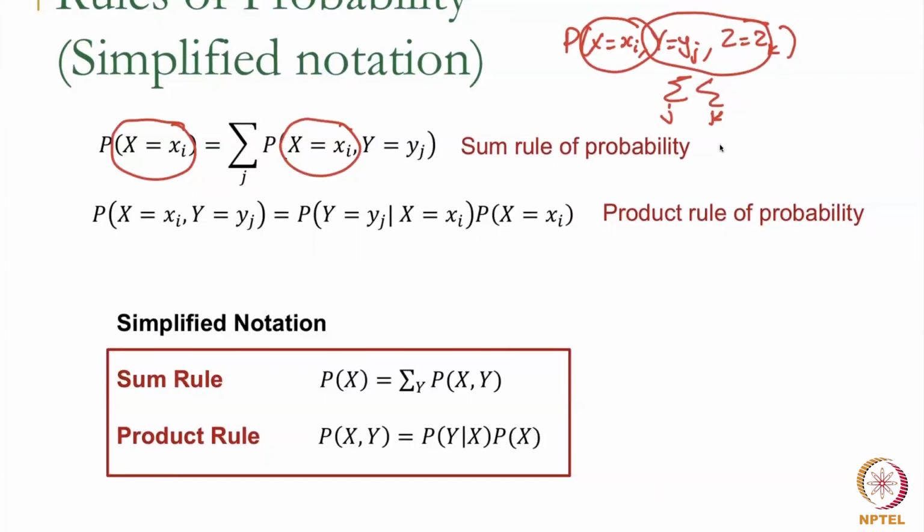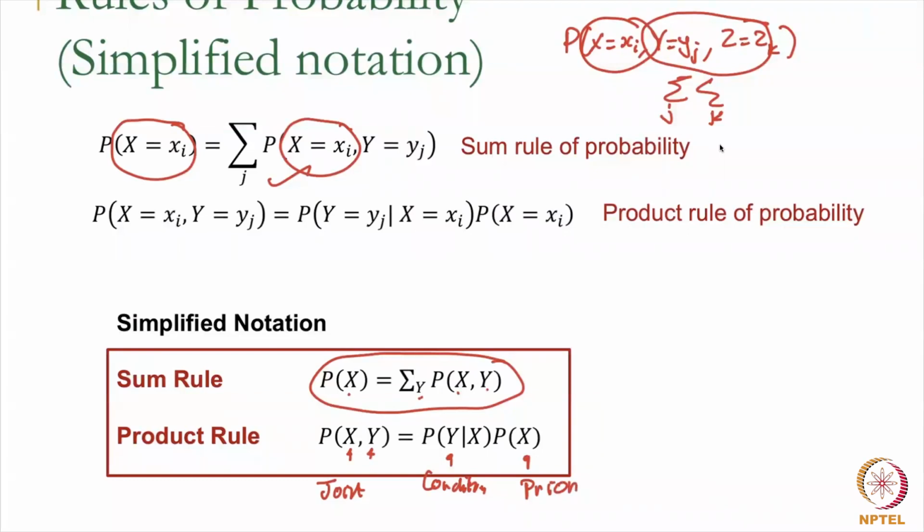So here is a simplified notation. Really speaking, you should use the full notation, but I'm going to use this just for simplification. Probability of X comma Y summed over Y gives me probability of X. And the product rule is, if you want both X and Y, assume X is given and then say Y given that X is given. That is the product rule. So this is the conditional, this is the joint, and this is called the prior, as we will see in the next slide.